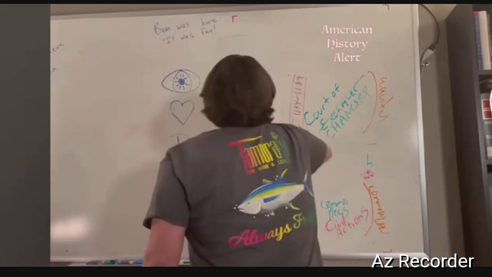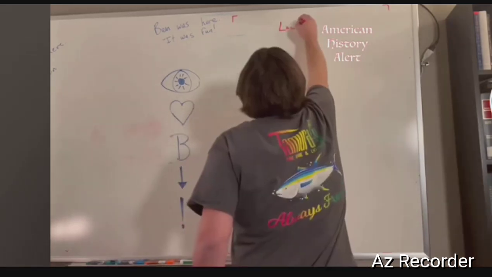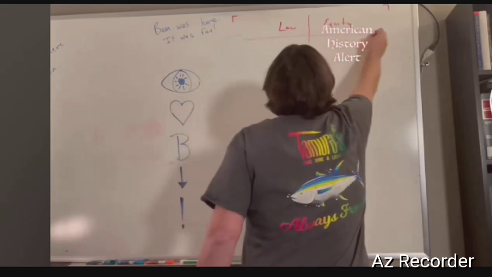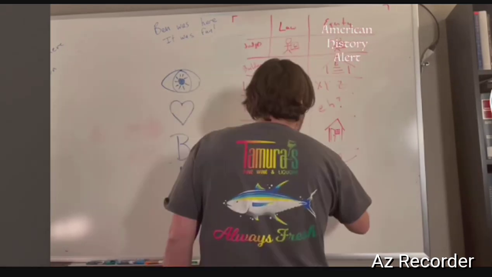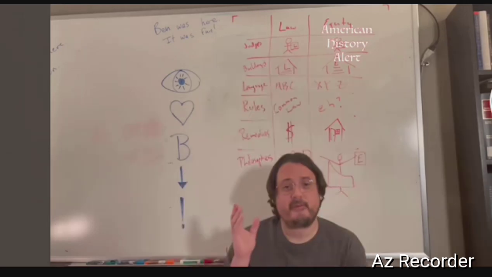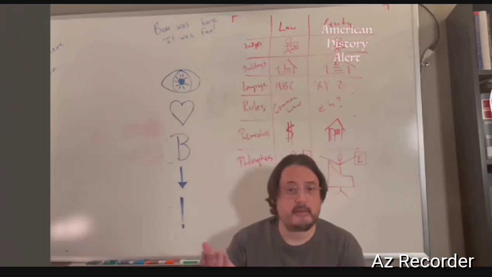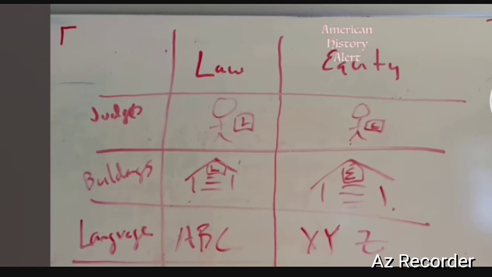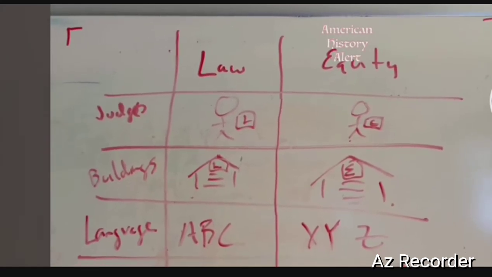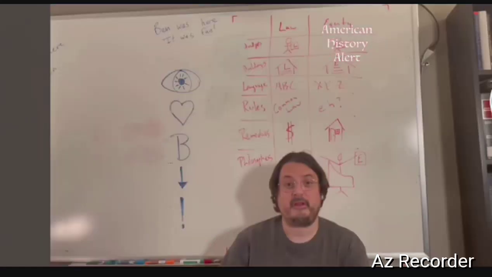Actually, let me draw this out. So up at the top, you see the judges and the buildings. In the states, sometimes were different. At the national level, they were the same person. The language of law and equity could be completely different. At least early on, actions in equity were really long and complicated.